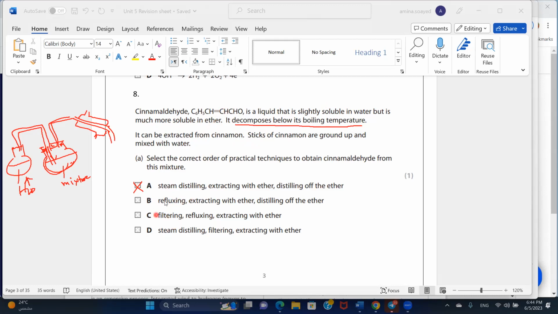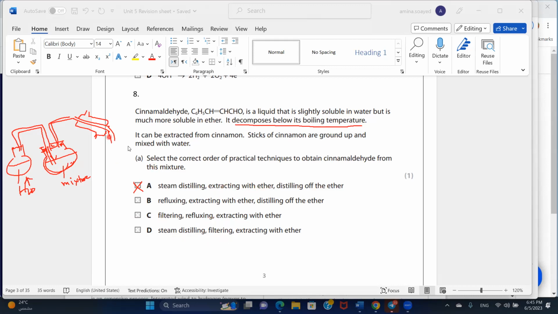Even if you are making filtration to get rid of the sticks of cinnamon, if you want to make filtration at the first step, then you have to do steam distillation in the second, not reflux. That's why these two are wrong. Now, if you make steam distillation, why do you want to filter? For those who answered D, why do you want to make filtration? When you make steam distillation, anything solid will stay in the flask, so you don't have to make any filtration. You have to extract it with ether.